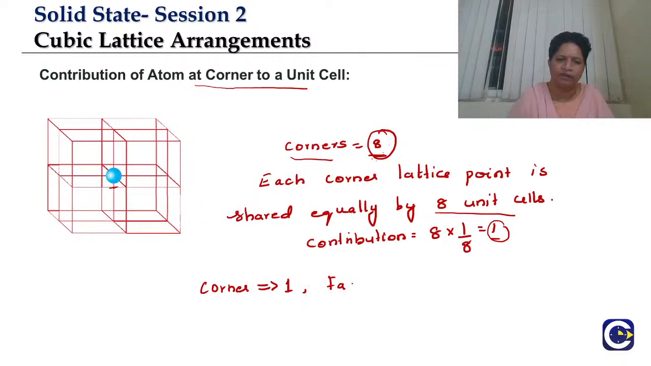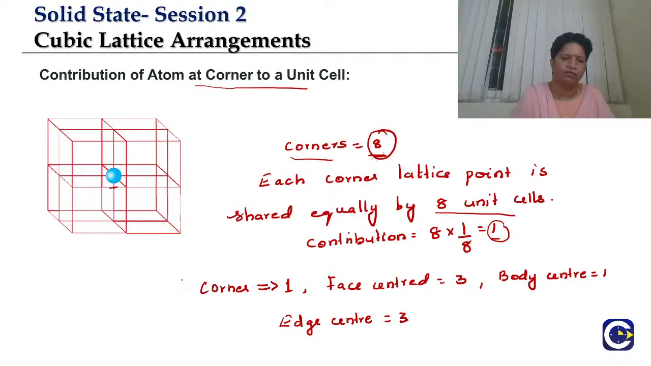When it is face centered, it will be 3. Body centered is equal to 1, and edge center will be equal to 3. Now how are we getting this? How many lattice points do you find at the corners? The number of lattice points I have written, the effective number of atoms.